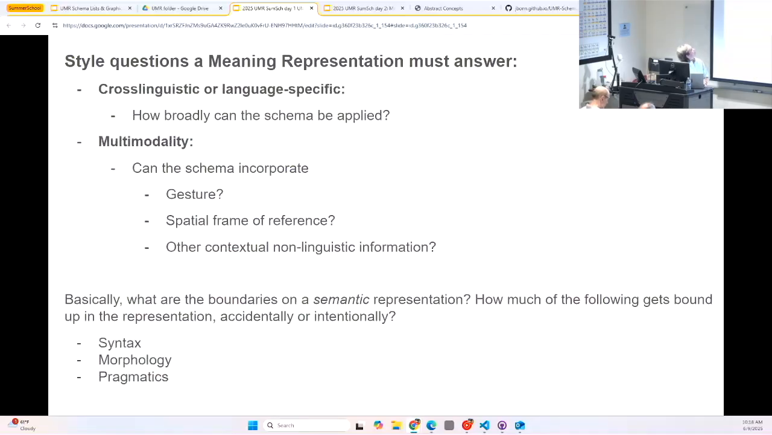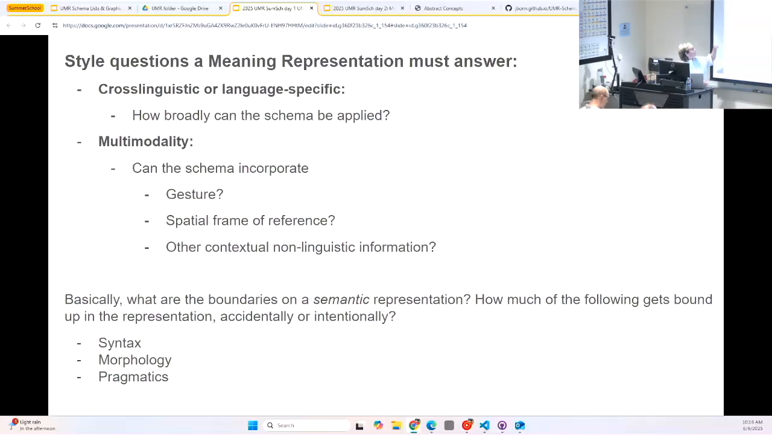And last but not least, so many meaning representations have been based on English or other very frequently spoken languages, which tend to be similar to each other. They tend to be analytic languages, not polysynthetic. How broadly can your schema be applied? What we find is that systems trained on meaning representations for English don't do as well for other languages. So, is that important to you or not? Or are you just working on a single language and it doesn't matter?